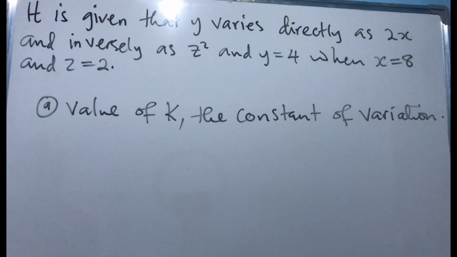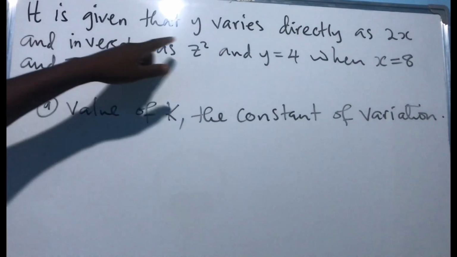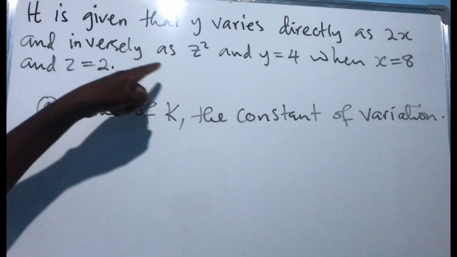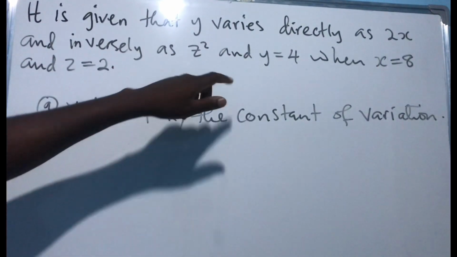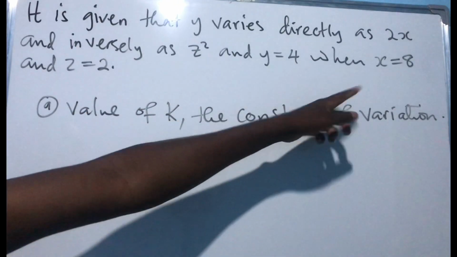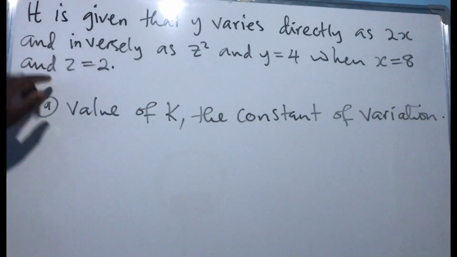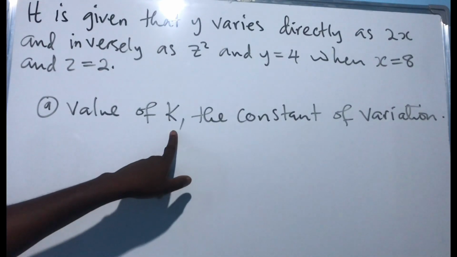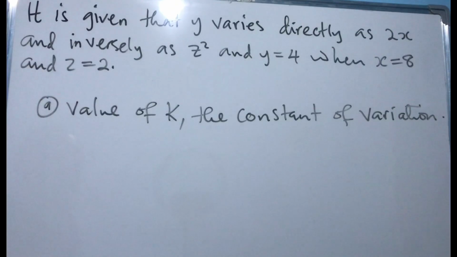Okay, so we have the question under variations. It is given that y varies directly as 2x and inversely as z to the power 2, and y equals 4 when x equals 8 and z equals 2. The first question is, we want to find the value of k, the constant of variation. So how do we find the value of k?